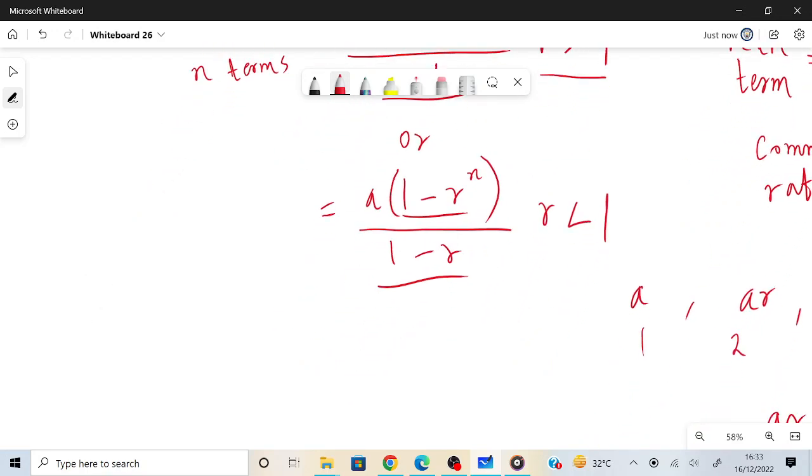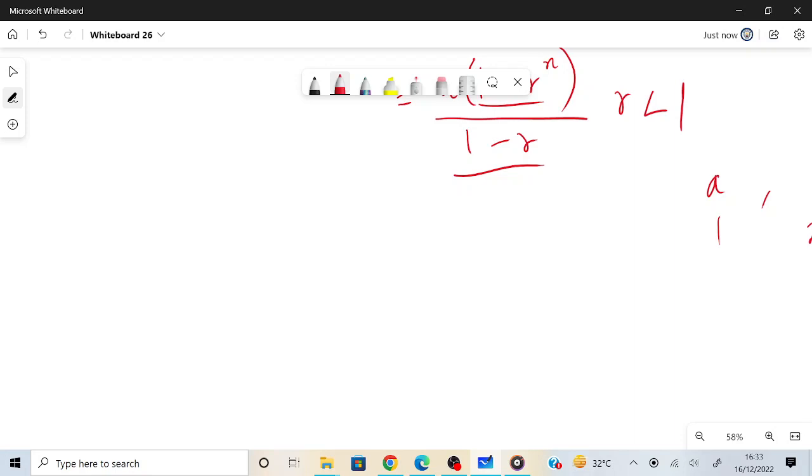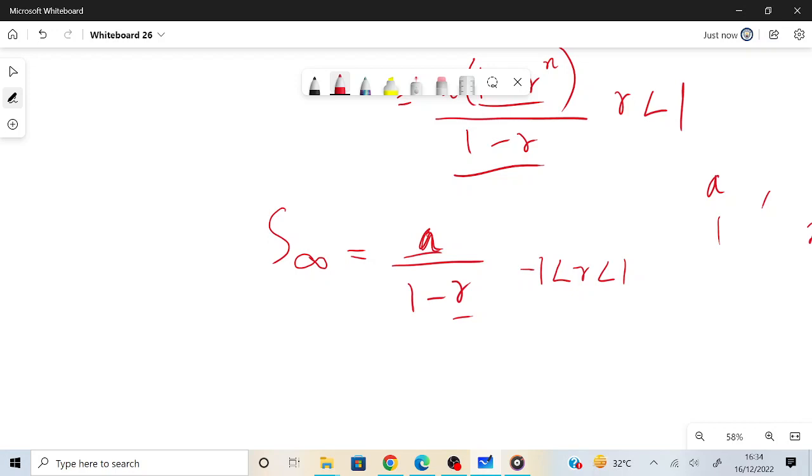And the final key formula to take note of is the sum to infinity formula. So the sum to infinity formula is equal to a over 1 minus r. a is your first term, r is your common ratio, and this is applicable when r is greater than minus 1 but less than 1. That's when the sum to infinity formula can be applied to a certain question.